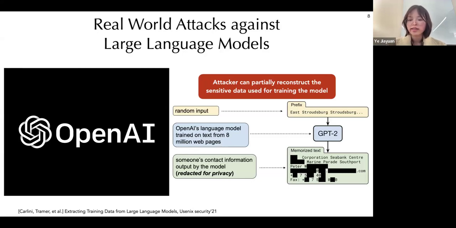So in this particular example, the prefix is some address, and then the adversary can basically do a reconstruction attack and complete this paragraph with all this sensitive information such as email address, phone number, and this record is indeed in the training data set, validated by searching them on the web, because these large language models are often trained on data from the web, and it can be validated that these reconstructed data are indeed existing data on the web.